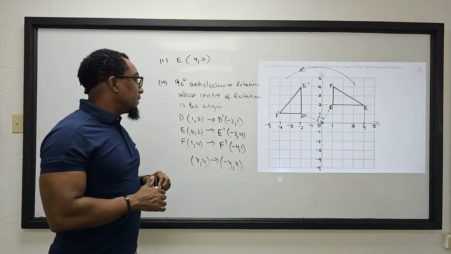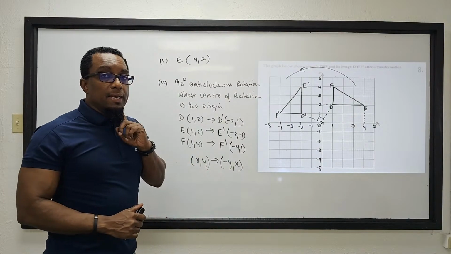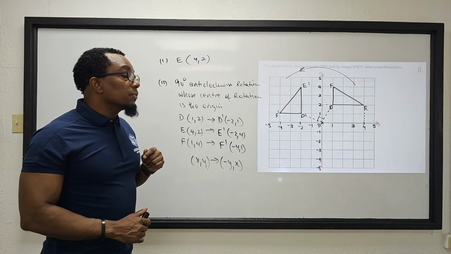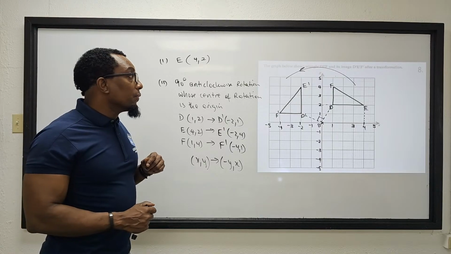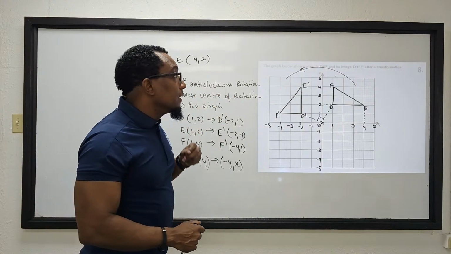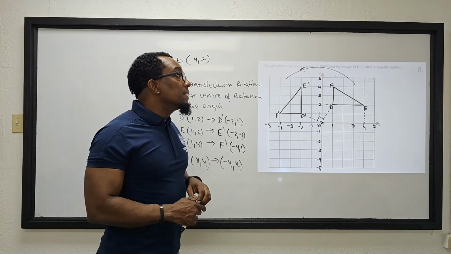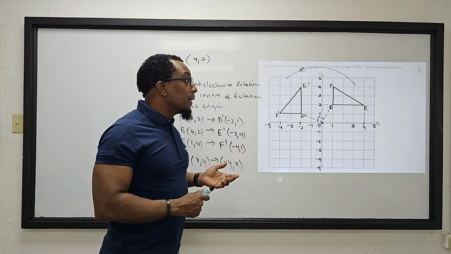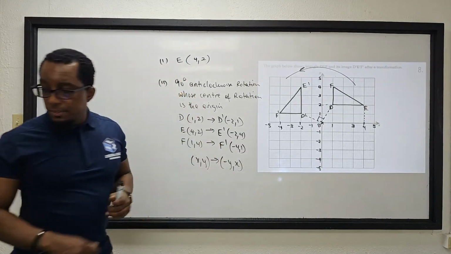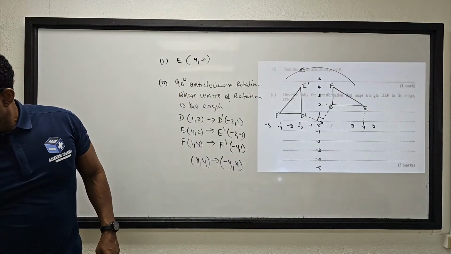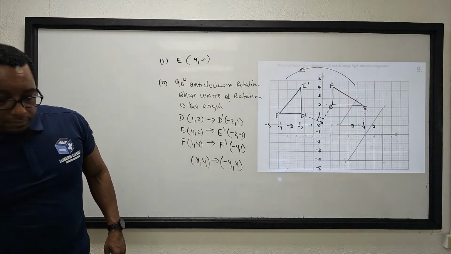So it means that the rule for a 90 degree anti-clockwise rotation whose center is the origin is applicable to the transformation from DEF to D prime, E prime, F prime. So this here is right. Okay, so let's look at another.